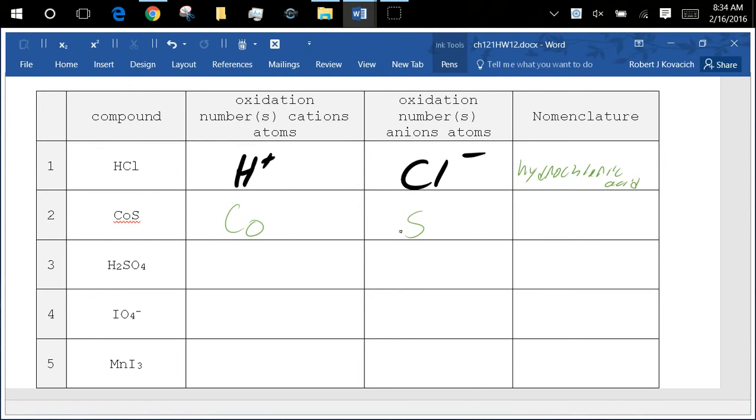How do I determine sulfur's charge? It's in the oxygen column, so it's -2. So that forces the cobalt to be +2. And so what's the name for this? Cobalt 2 sulfide.